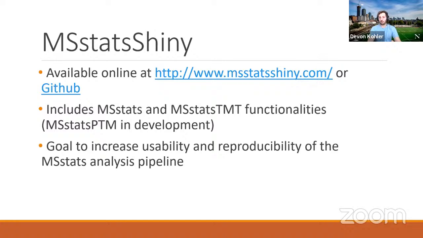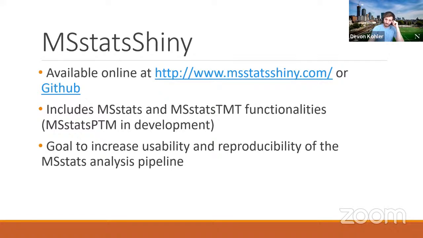So first off, it's available online at the link you can see there, MSstatsShiny.com, or the actual code version is available on GitHub, so you can run it locally. I just want to say that the online version does have limited RAM space, so it's just on a server, so you might not have as much capacity to process large data sets as you do on your local machine. So if you have a small data set, the online version will work fine. But if you have something that's a little bit larger, and you want to run a little bit faster, you probably would want to just run the app on your local machine.